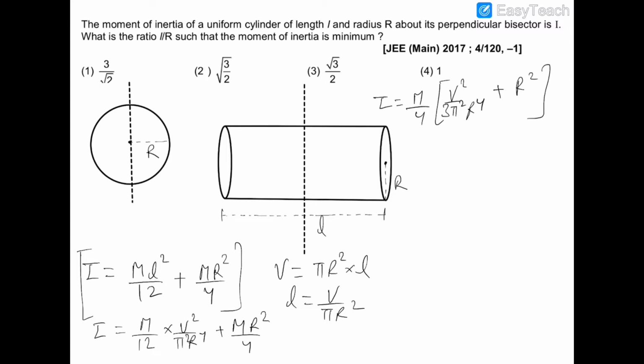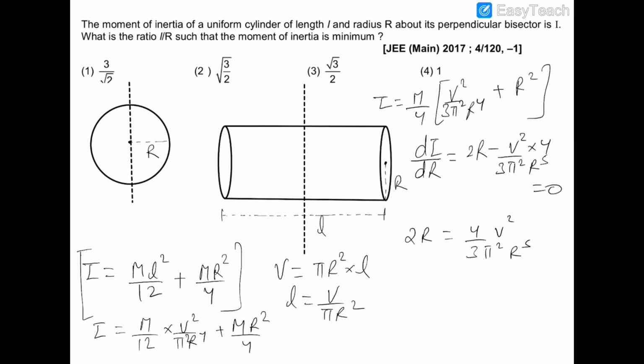So dI by dr is equal to 2r plus, in fact, minus V square by 3 pi square into r to the power 5 into 4. So this is equal to 0. So 2r is equal to 4 by 3 pi square V square by r to the power 5. So r to the power 6 is equal to 2V square by 3 pi square.